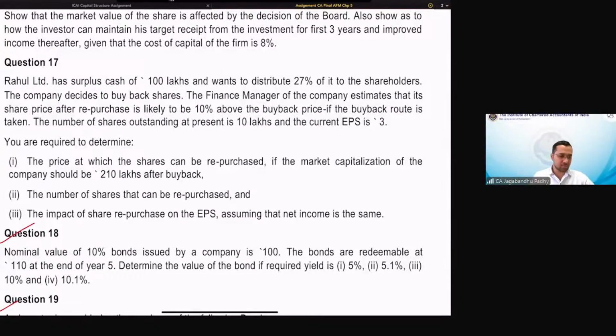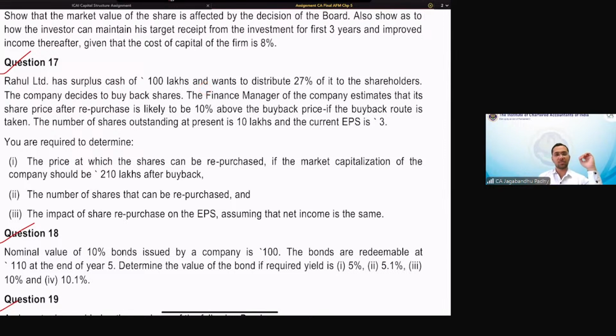Let's try this question number 17. Rahul Limited has a surplus cash of 100 lakhs and wants to distribute 27% of it to the shareholders. The company decides to buy back the shares. So what is the amount of distribution that the company is looking for?